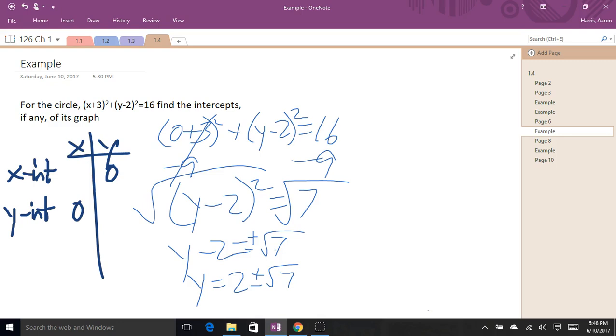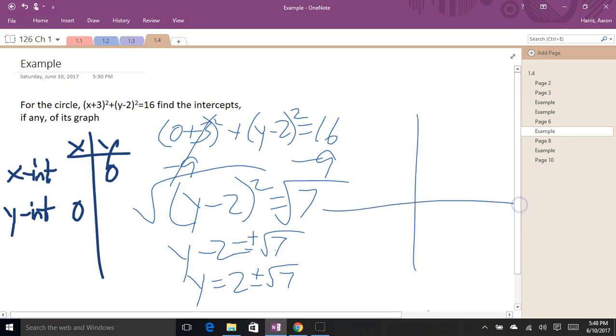So root 7 is between 2 and 3, a little closer to 3, so 2 point something. So I got 2 plus 2 point something, so I got 4 point something, about right there. And then I got 2 minus 2 point something, about right there. And our x-intercept is about right there. Our other x-intercept, about right there. And of course, this was at the point negative 3, 2, with a radius of 4. But anyways, you can kind of see your crossing, your x and y-intercepts there.